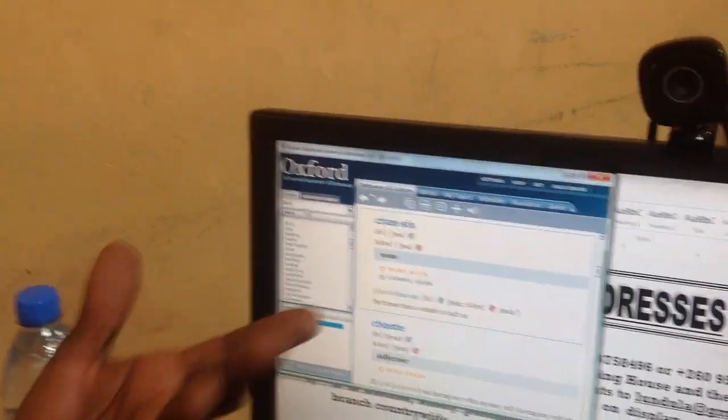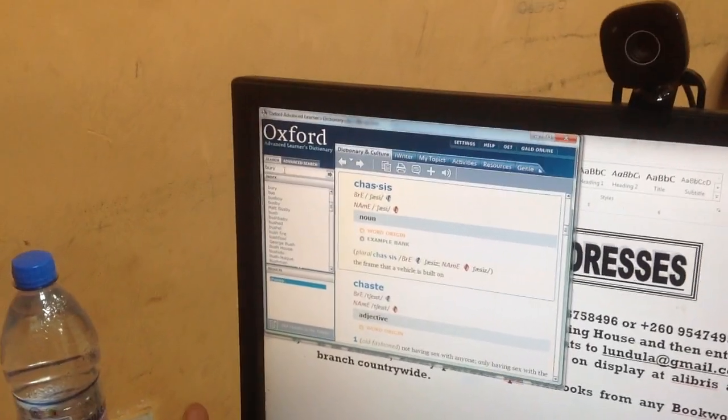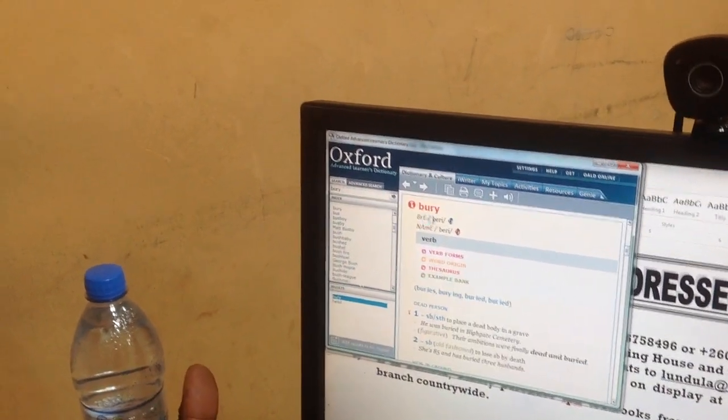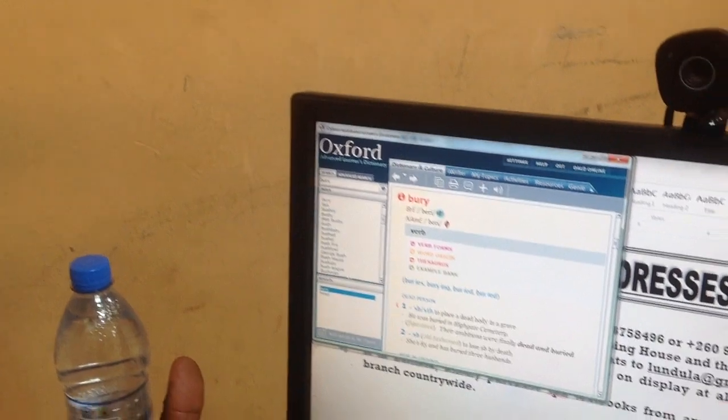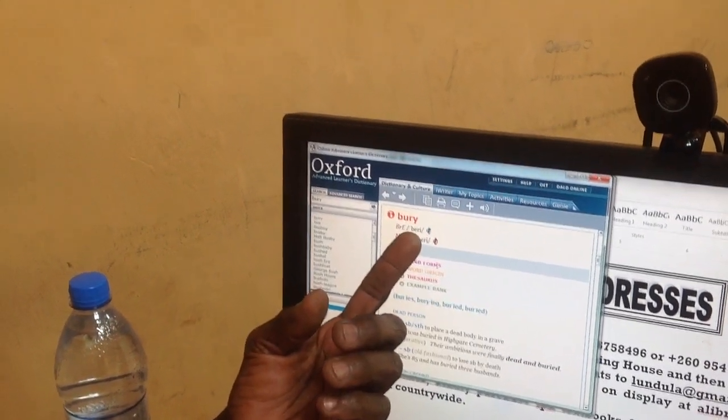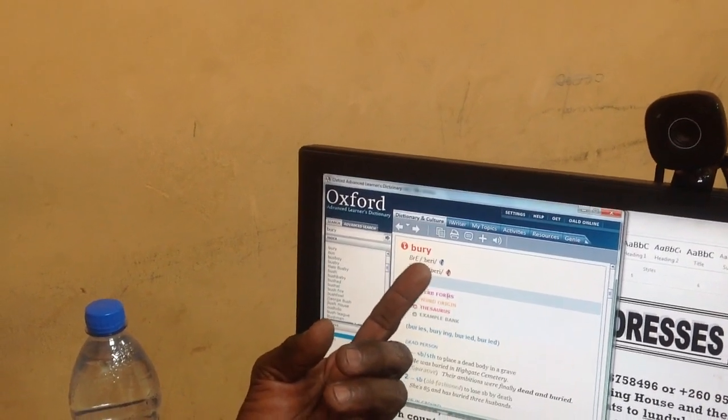Now, look at the other word. Do we "bury" or do we "bury" people? Of course, there is nothing like that. It should be bury. Get this one. Have you heard that? Bury. And these are the phonetic representation, the phonetic alphabet we talked about.